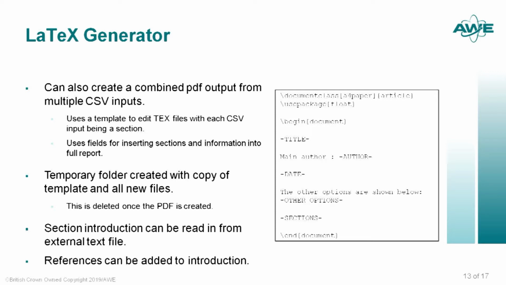It will then fill this with the given fields that you input when you run this function, and it will return a full report with the given sections for each of the inputs. You can also have additional options in there, so you can include an introduction for each of the sections if you pass a specific text file to it. This can include references, and that will all be set up so that it uses BibTeX to give you specific references as well.